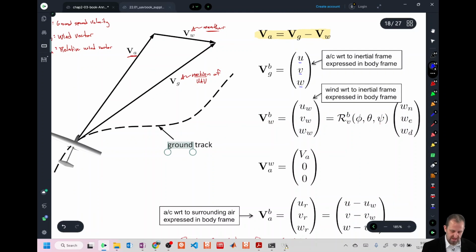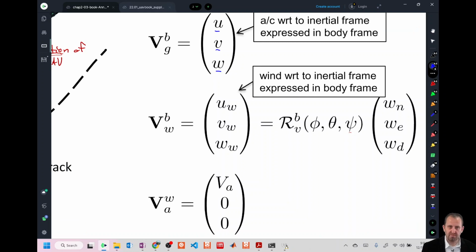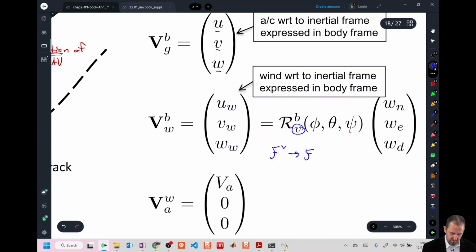Now, our wind is typically defined in the inertial frame, and you'll notice that we have a rotation matrix that'll take us from frame V to our frame B. Don't get confused over that, because our inertial frame and the vehicle frame are parallel, right? And since this is a vector, it's going to be expressed exactly the same in both our inertial frame and our vehicle frame. There's just a translation between the two.